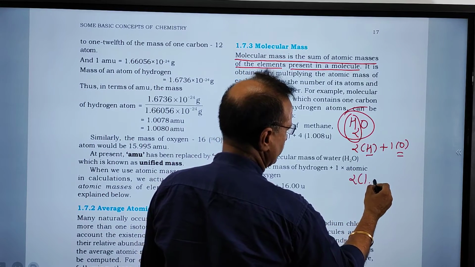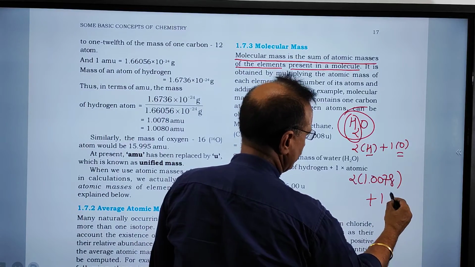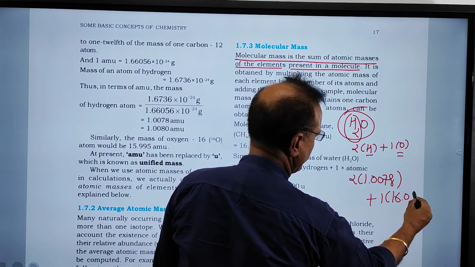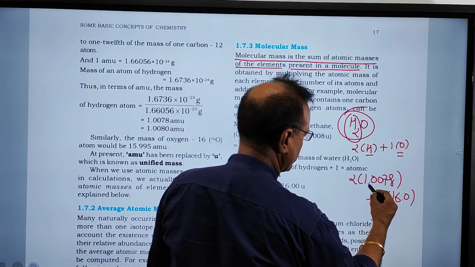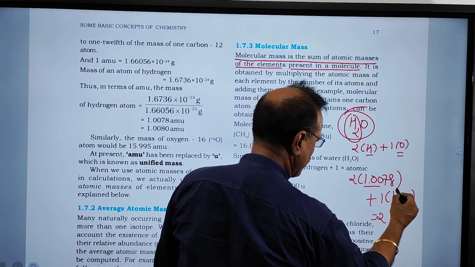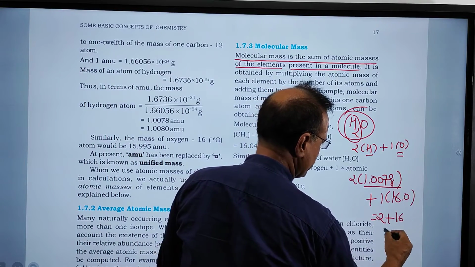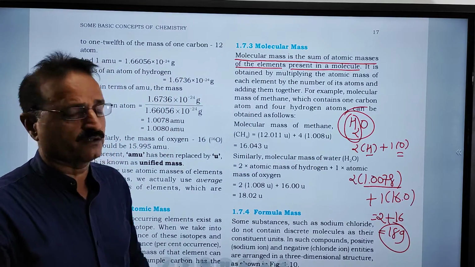Hydrogen has 1.0078 plus oxygen has 16.0 grams. So total: 2 ones are 2, meaning we take 2 in round figure, and plus 16 means 18 grams is the molecular mass of water.